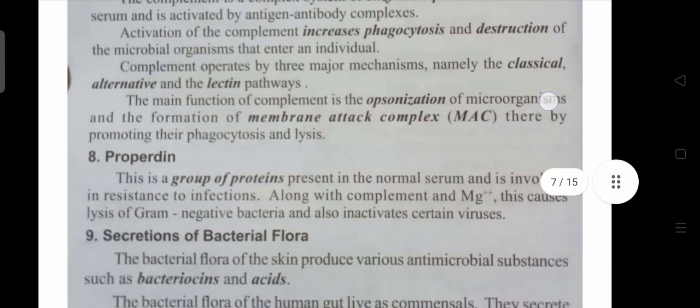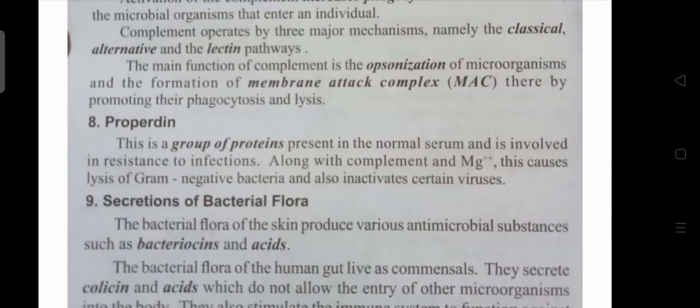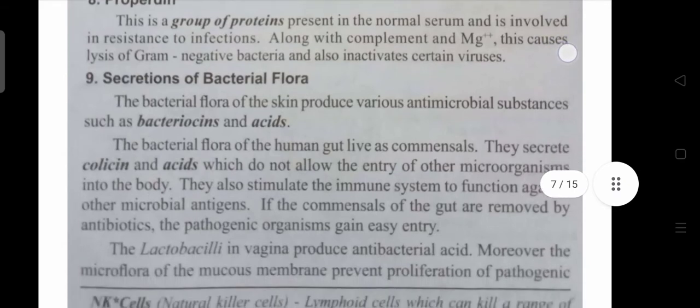Then next one is properdin. It is a group of proteins present in normal serum, involved in resistance to infections. Along with complement and magnesium, this causes lysis of gram-negative bacteria, and also inactivates certain viruses. So properdin is a group of proteins we find in serum, and together with the complement system and magnesium they help to lyse gram-negative bacteria and also inactivate certain viruses. The next one is secretion of bacterial flora.